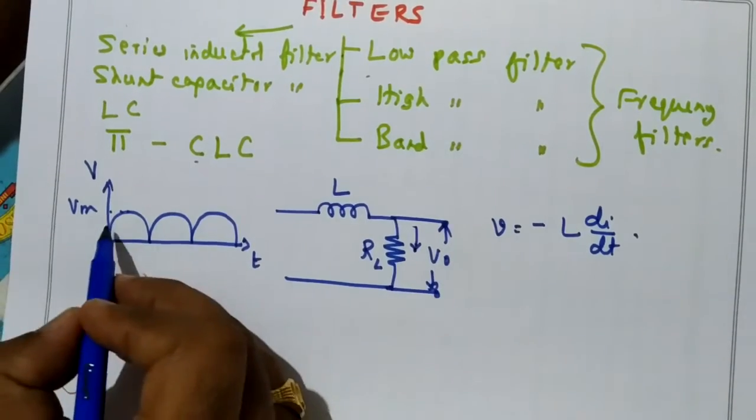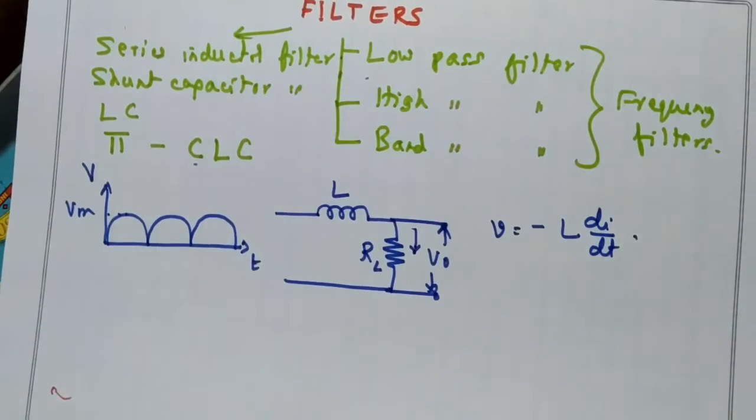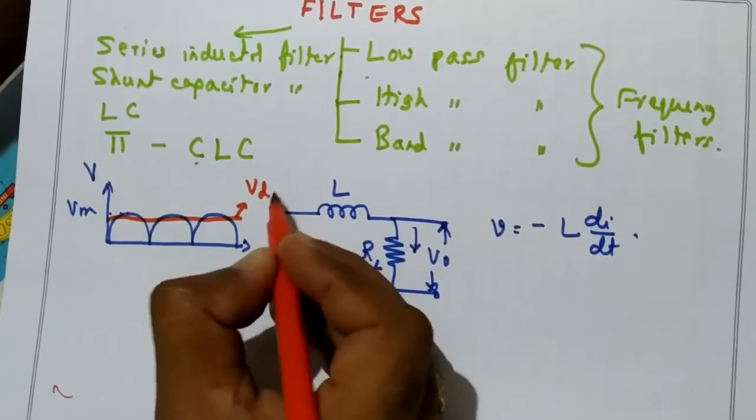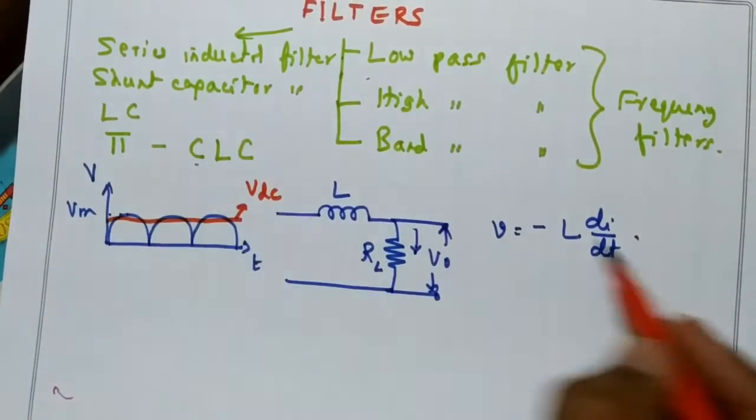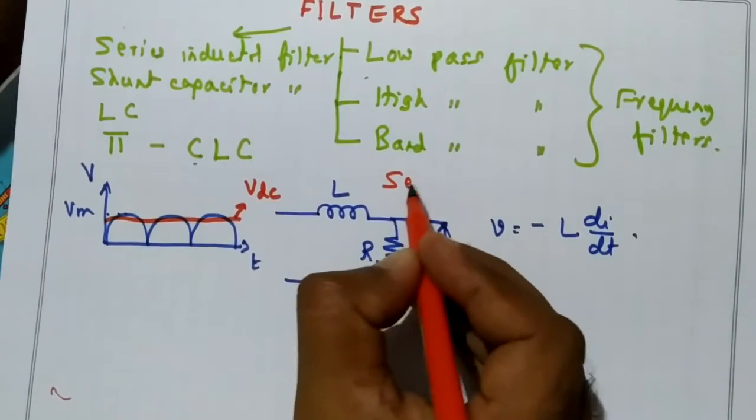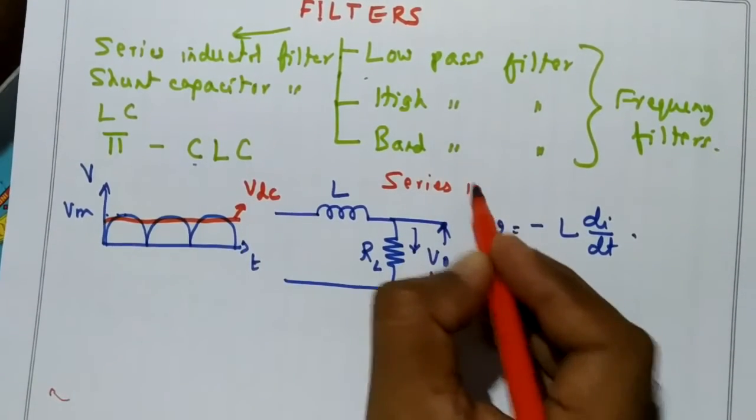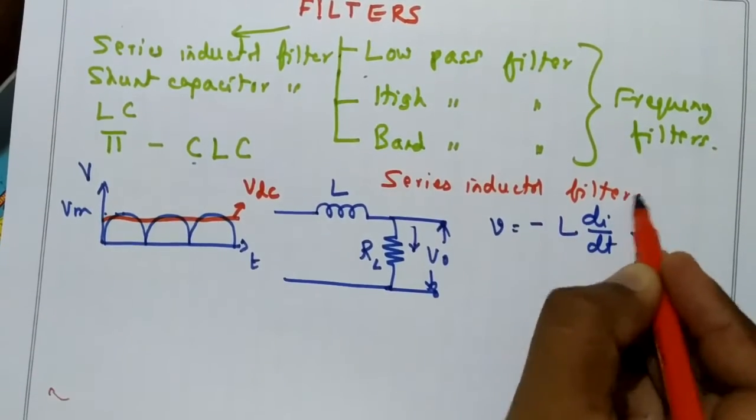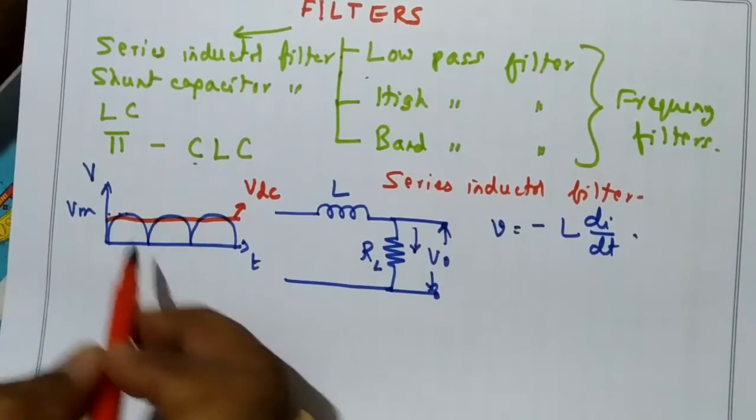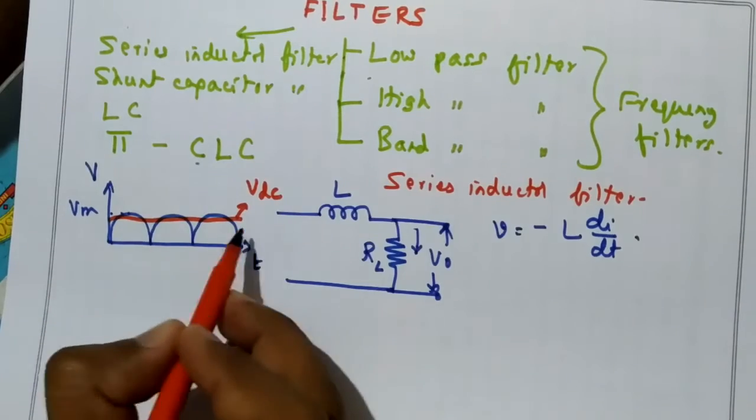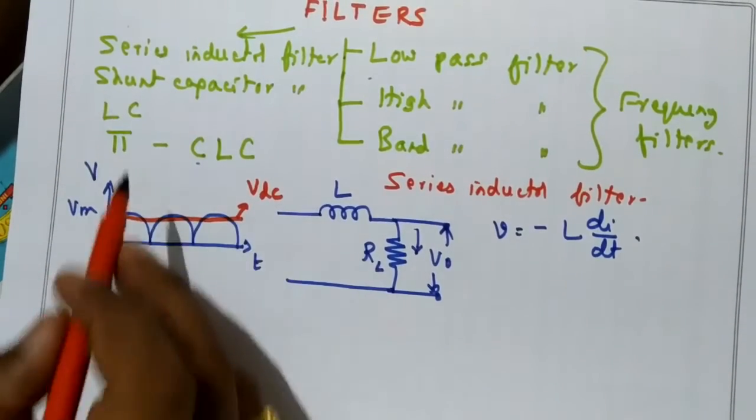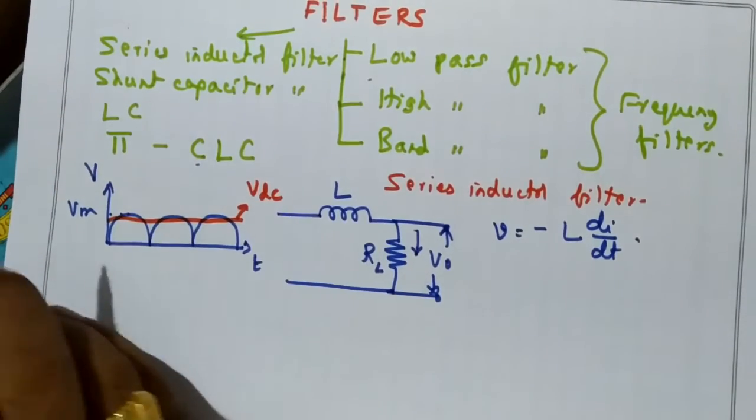So what we get is almost a constant DC. So this is the output voltage, that is VDC, of a series inductor filter. This is the series inductor filter. Now the pulsating DC is removed and almost a constant DC voltage is obtained using this series inductor filter.